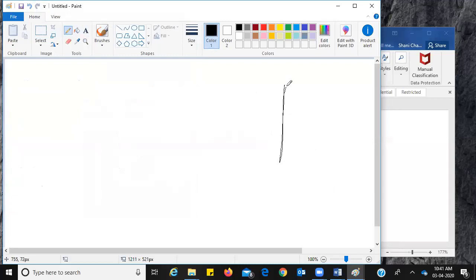This is a real object. The length may be 10 centimeter. This 10 centimeter length is known as linear size. Linear size basically means length.